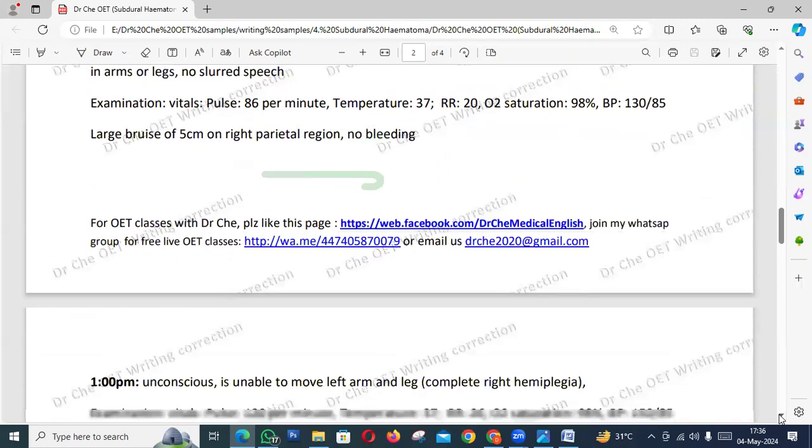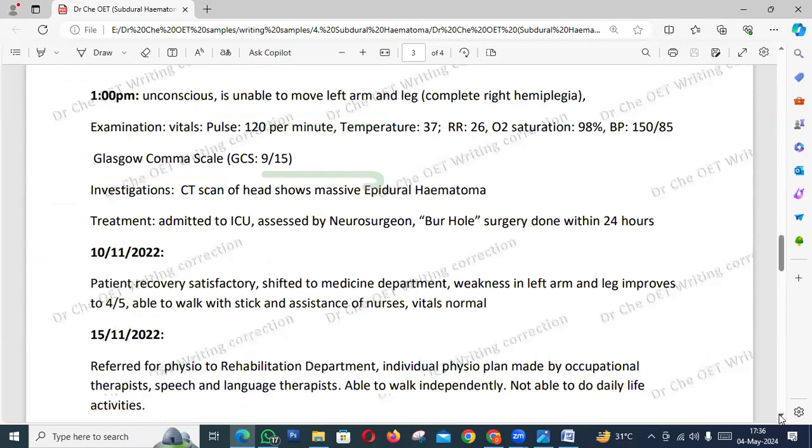It looks easy, but when you start writing, it becomes difficult. Okay. Then on this date, at this time, the patient's condition changes. Okay. And there is examination and GCS, no investigation is given, and the surgery that was done.